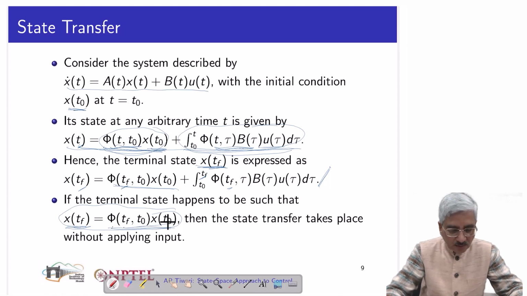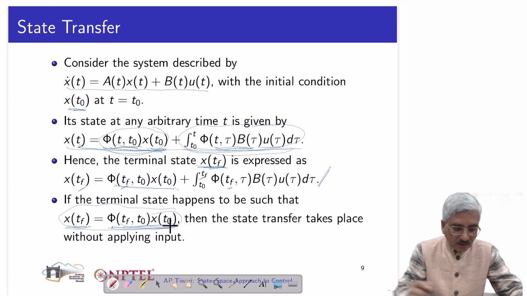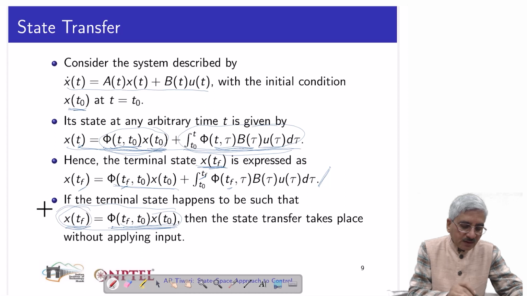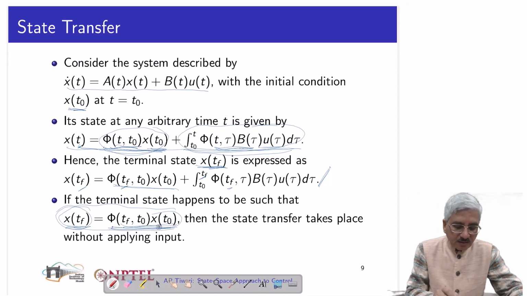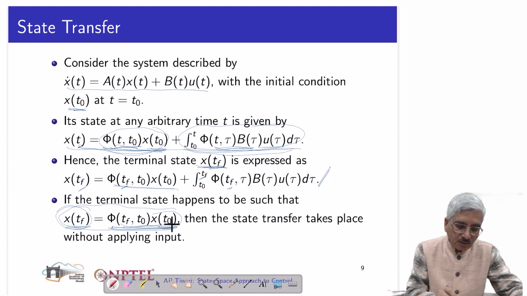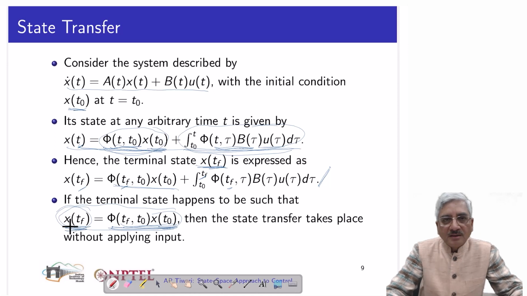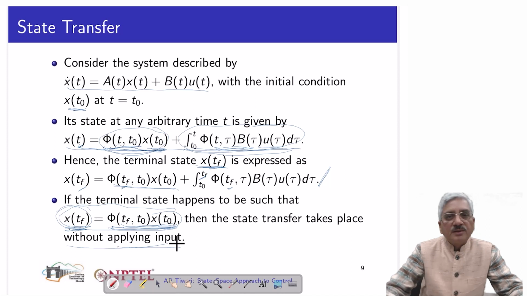The natural response itself meets this state. x(tf) is on the natural trajectory of the system starting from x(t0). So at time t equal to tf, the system starting from t equal to t0 will pass through that state x(tf), and if the specification is the same, then it happens anyway, and that means that no input is required to achieve this state transfer.